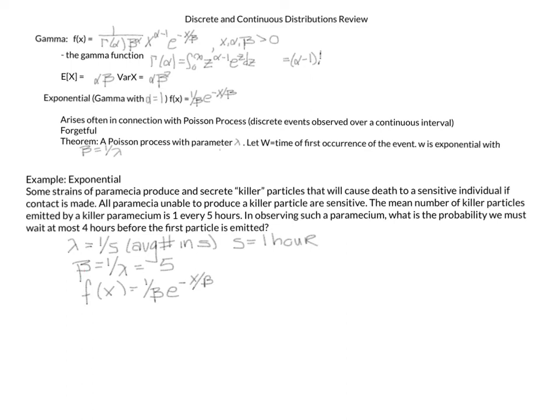So beta is equal to, according to this theorem, 1 over lambda, which is equal to 5. And my f(x) is given by this function here, (1/beta) e^(-x/beta). Plugging in, I get (1/5) e^(-x/5). And now I'm set up to answer the last question. What is the probability we must wait at most 4 hours before the first particle is emitted? In other words, between 0 and 4 hours. So I integrate my function between 0 and 4, and then this is my final answer.